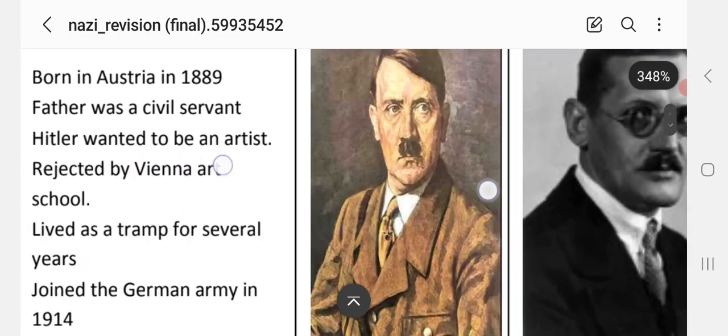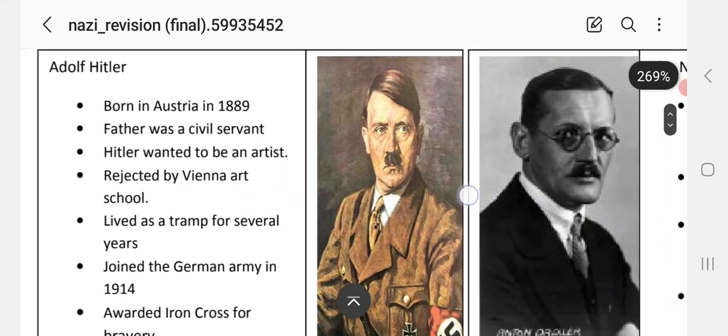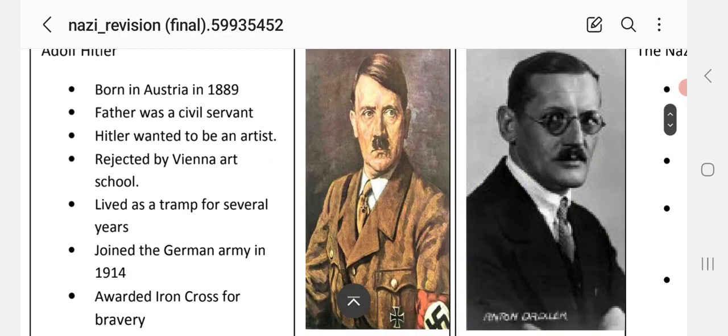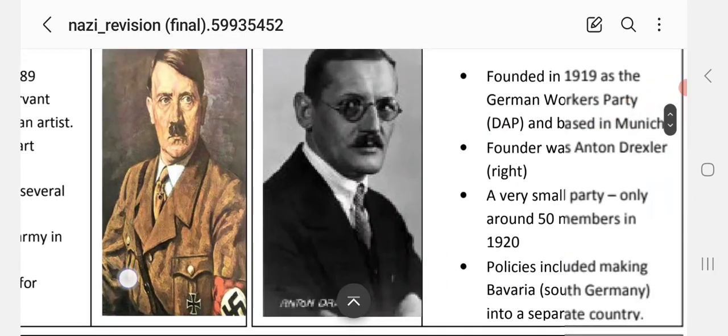So, just some stuff about Hitler. He was born in 1889 in Austria. His father was a civil servant. Hitler wanted to be an artist, but was rejected by Vienna Art School. He lived as a tramp for several years, but he joined the German army in 1914, and in World War I he was awarded the Iron Cross for bravery.